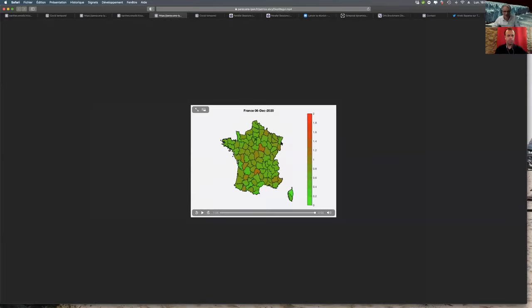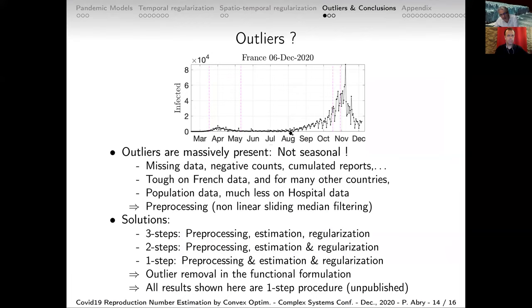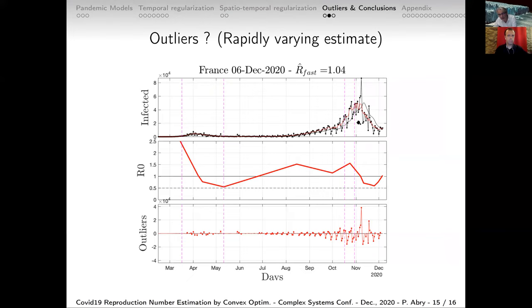And just to conclude, what I want to say also is that there are many outliers, not only in the French data, but in most of these data. And these outliers are a problem if you want to correctly estimate the trends of the pandemic. What I have not explained is that in the procedure, we have not only the temporal regularization and the spatial regularization, but also a penalization which removes outliers, as you can see here, so that we have a reliable estimate for the behavior of the current trend. So we are performing the denoising, the spatial regularization, and the temporal regularization in a single step.